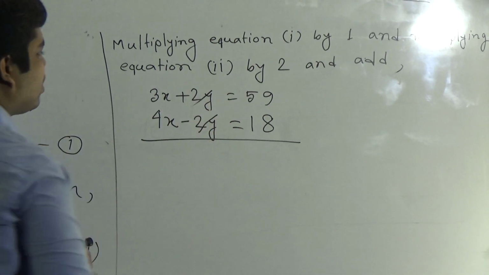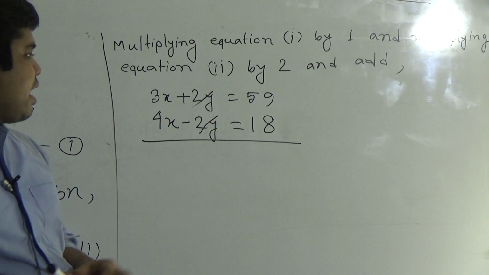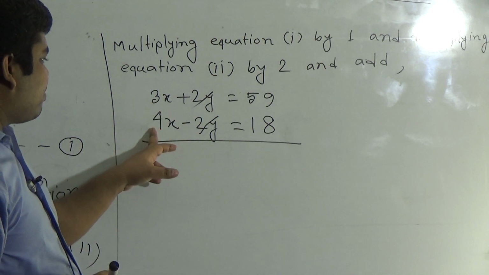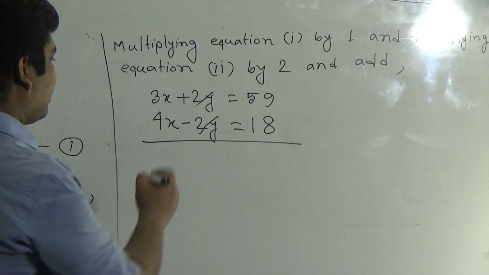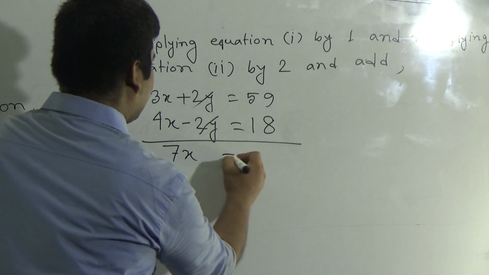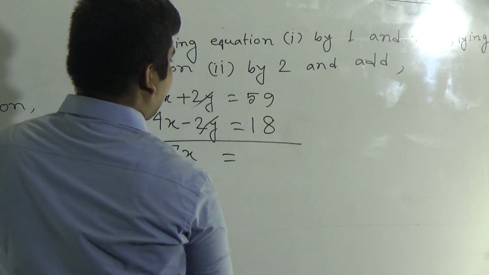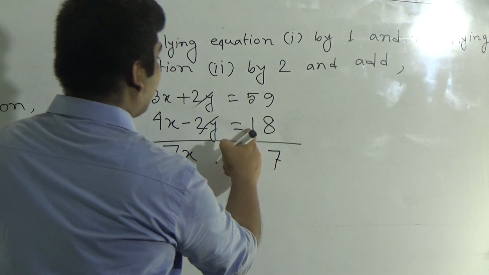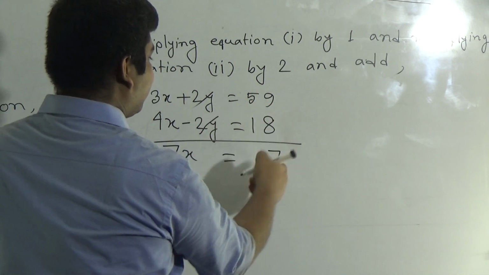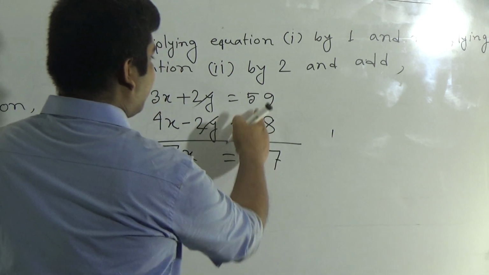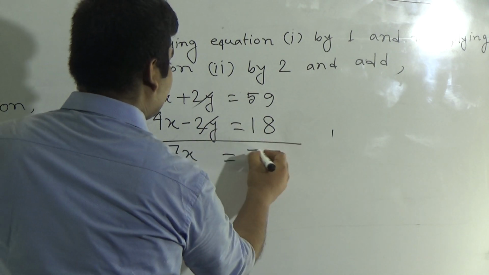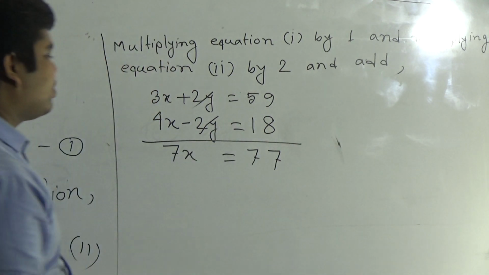So this 2y is cancelled and left 3x plus 4x, and it will be 7x equal to 8 and 9. It will be 7. 5 and 8 and 9, it will be 17, carrying 1. 5 on 6 and on 7. I hope you have understood.